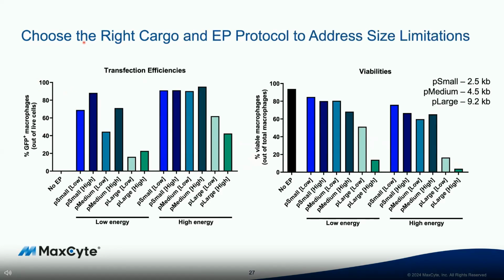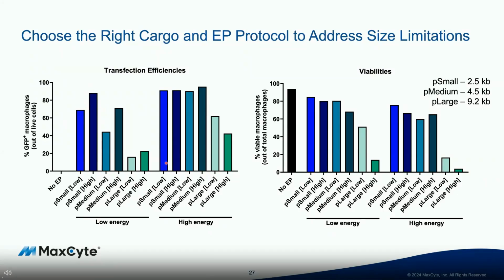Okay, so to further discuss that point about how DNA size limits transfection efficiency, this is an example of data generated by our in-house team in human macrophages with 3 DNA plasmids of different sizes ranging from 2.5, 4.5, or 9.2 kilobases. And when delivered at 2 different energies, either a low energy or a high energy, and 2 different DNA concentrations, either low or high, you can see that the smaller DNA plasmid at 2.5 kb can get in with pretty high efficiency even with the lower energy.